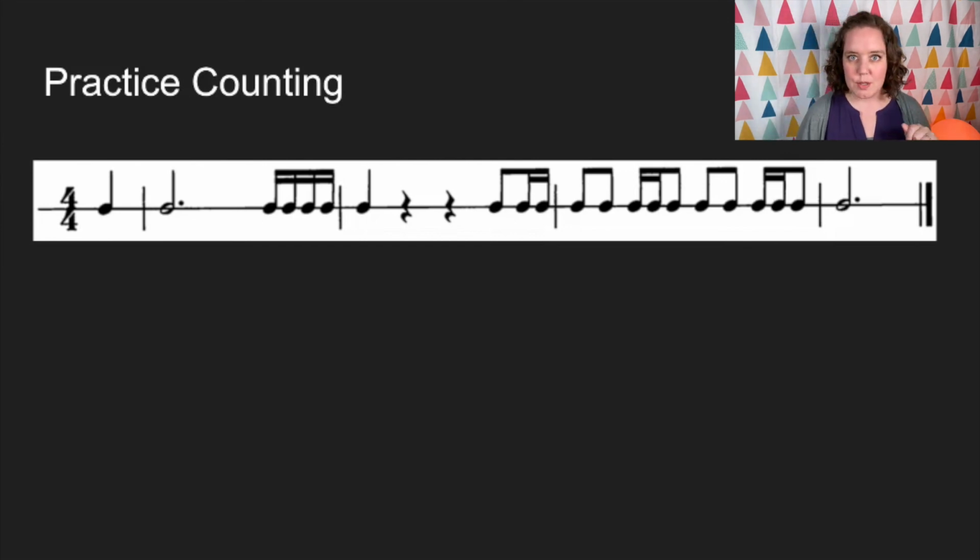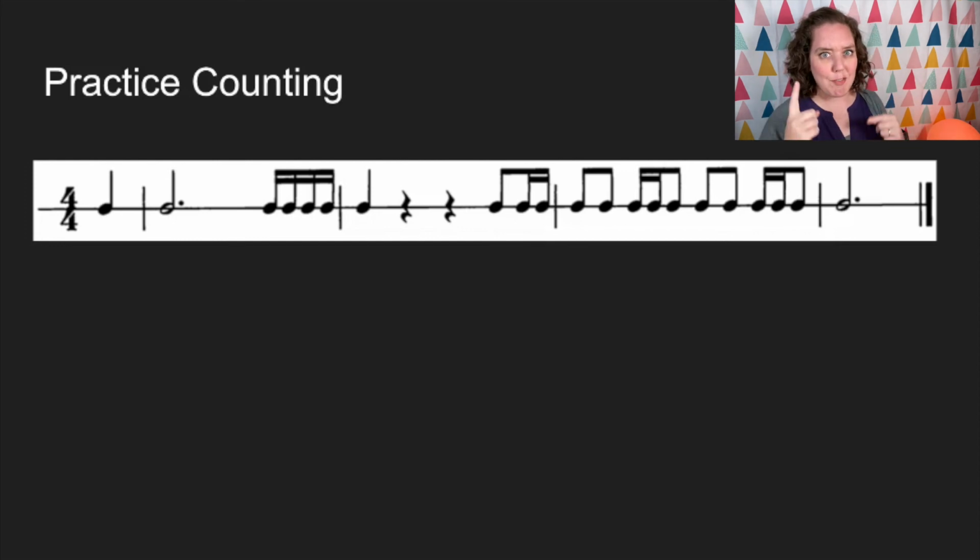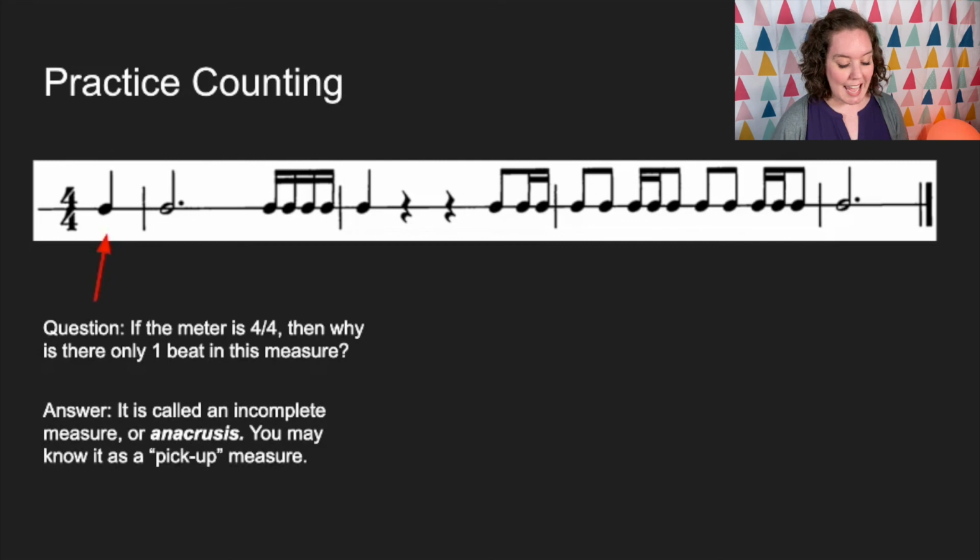Right here at the start, you can see there's a quarter note in that measure, but it's a 4/4 measure, so shouldn't we have 4 beats in the measure? Yes, and yet here we only have 1 beat. This is what we call an anacrusis. Notice I've got that bold and in italics down there. It's an anacrusis. Some people call it an incomplete measure. You maybe in your ensemble have learned it to be called a pickup measure, and that's great. But for some reason on the AP exam, they go with the really staunch name of anacrusis.